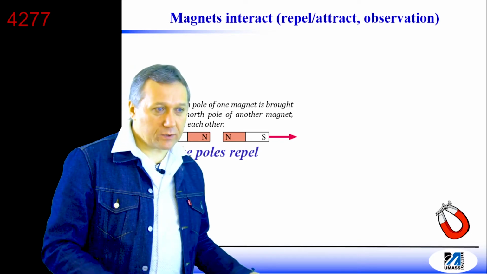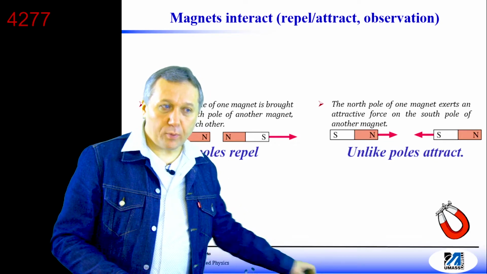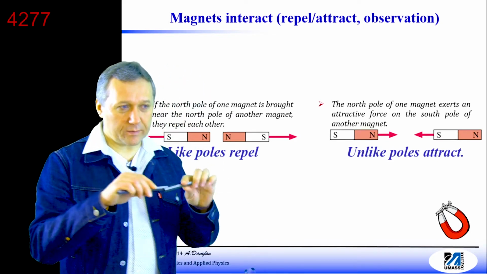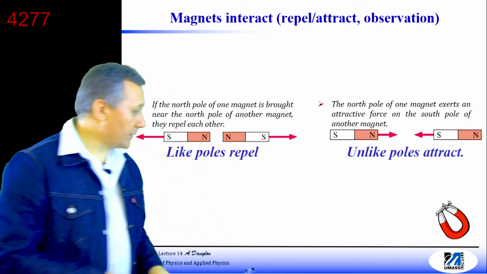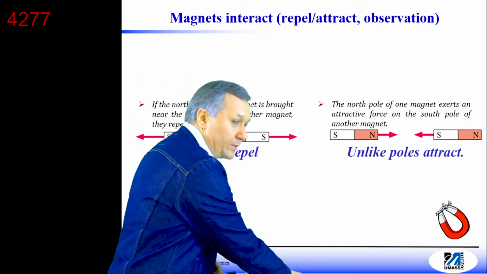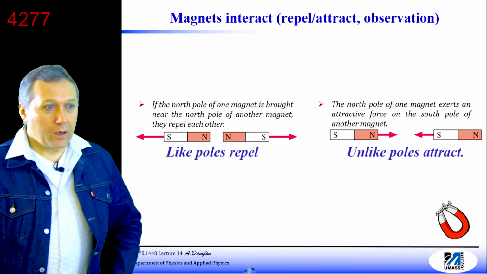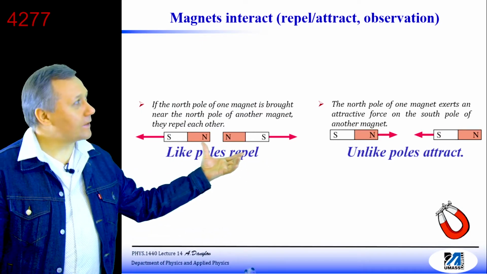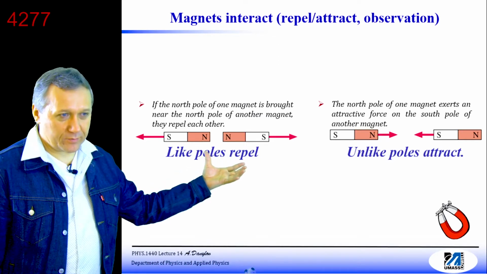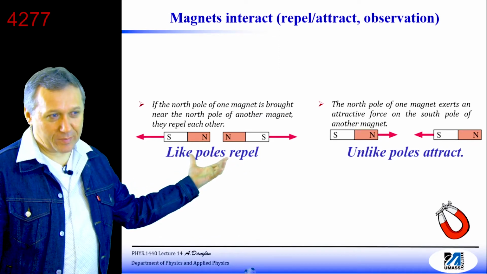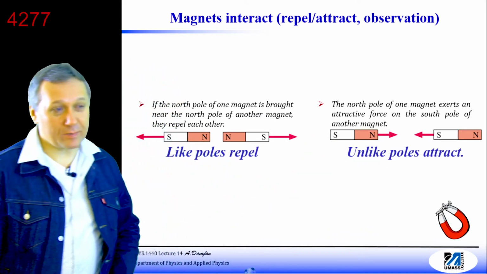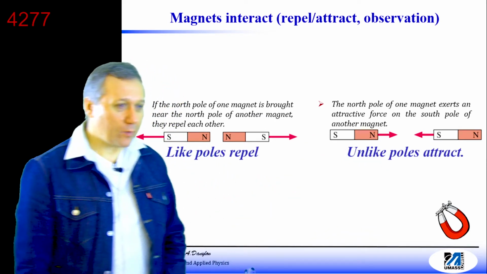Then, second observation: opposite poles attract. If I take opposite poles, they attract. I can easily bring them together. So these are observations. They behave sort of like charges. You remember, like charges repel and opposite charges attract. So it's something similar. There are similarities. Now, what's next?